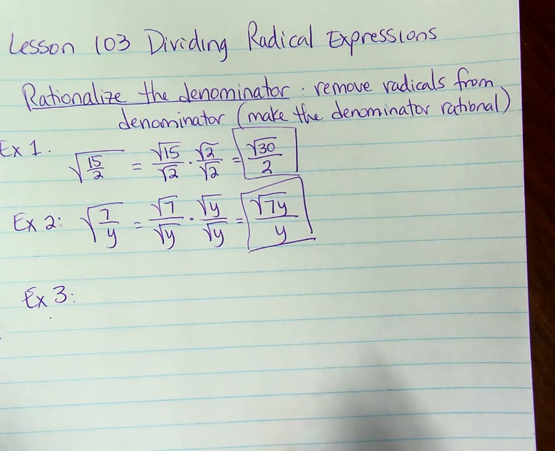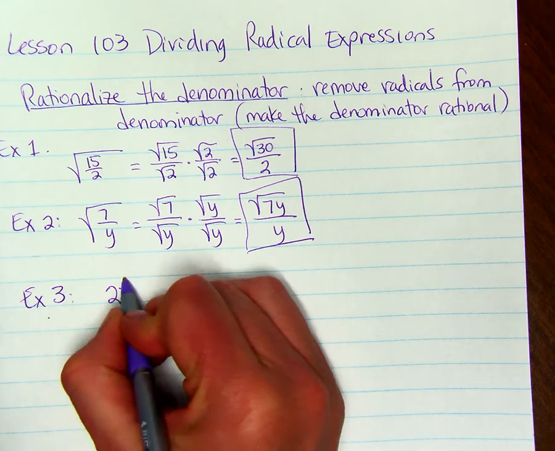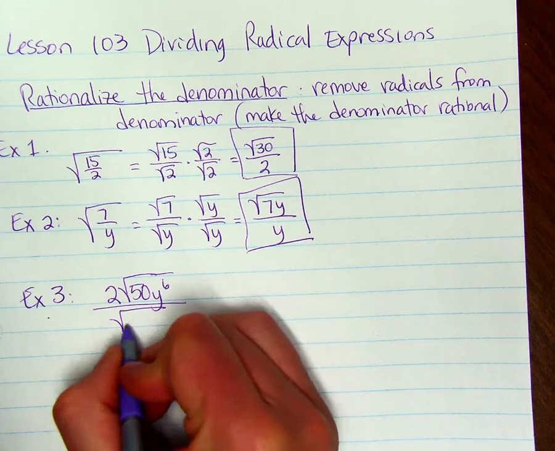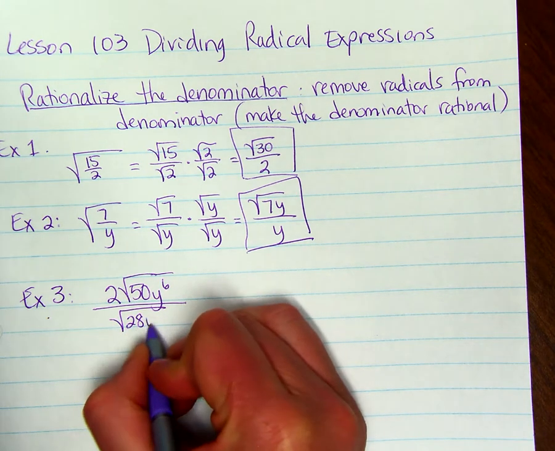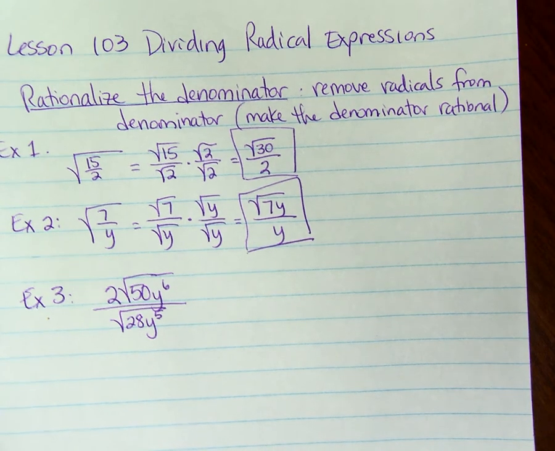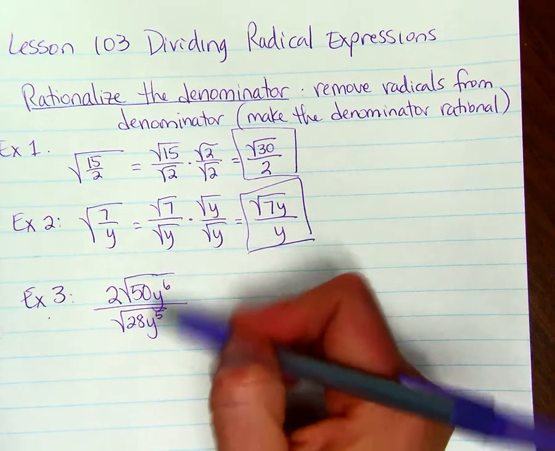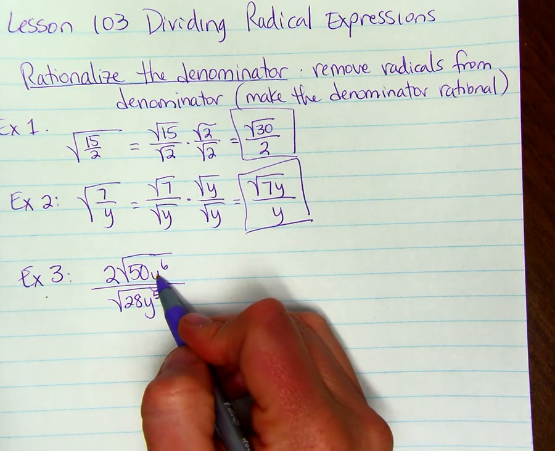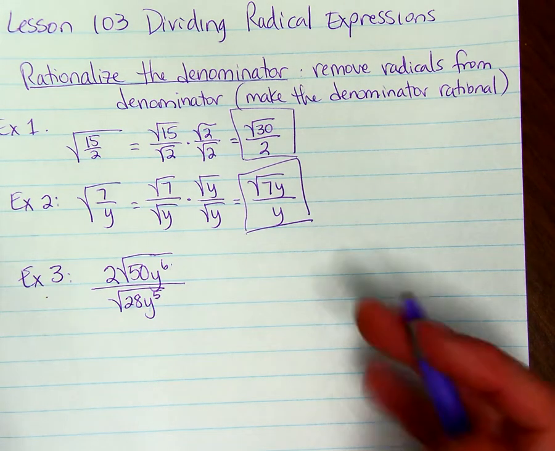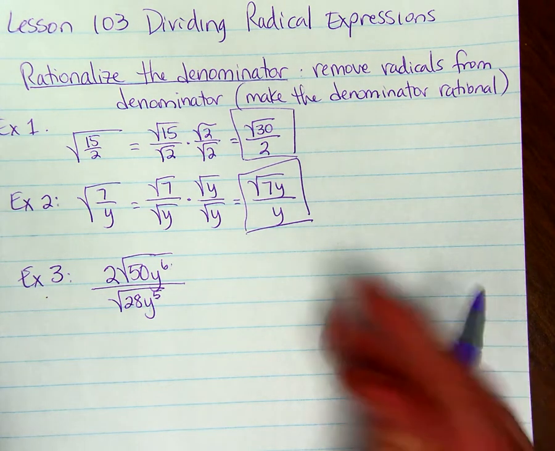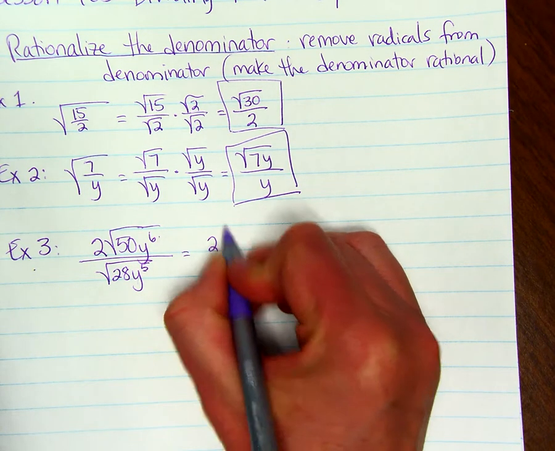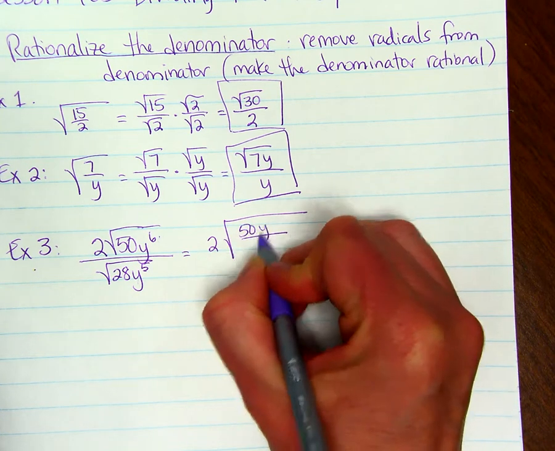Example 3, if we have 2 square roots of 50 y to the 6th divided by the square root of 28 y to the 5th. Now, there is one thing that you can do when you have fractions. If you look at what is under the square root sign, you can simplify before you rationalize the denominator. So let me just rewrite this as 2 times the square root of this fraction.